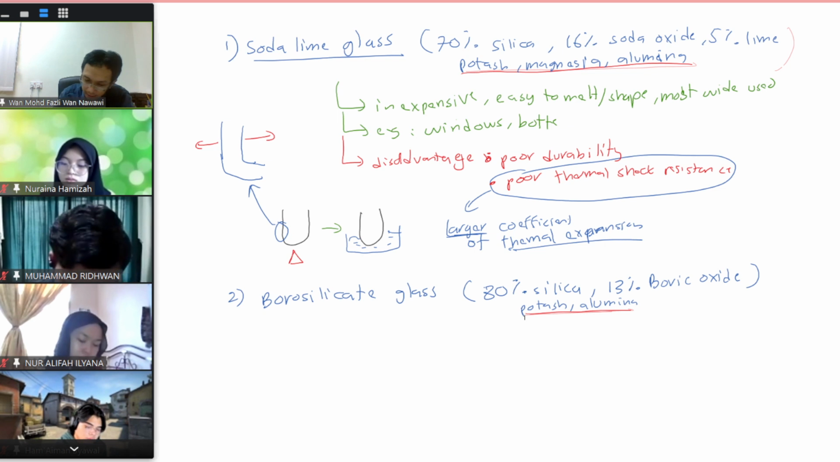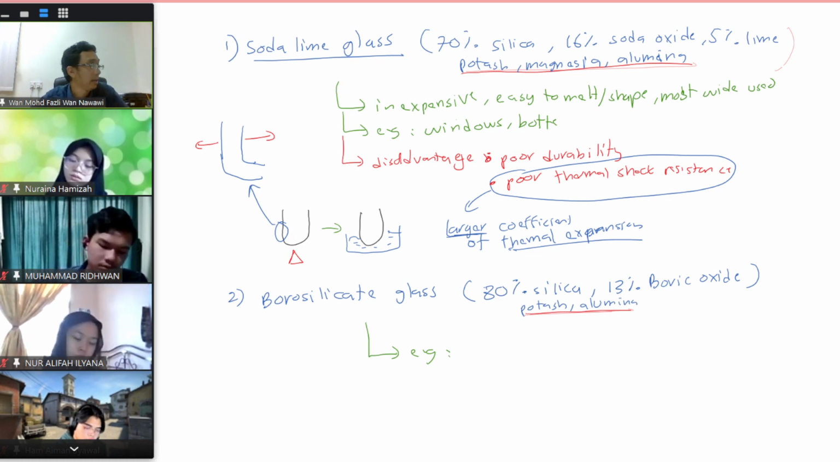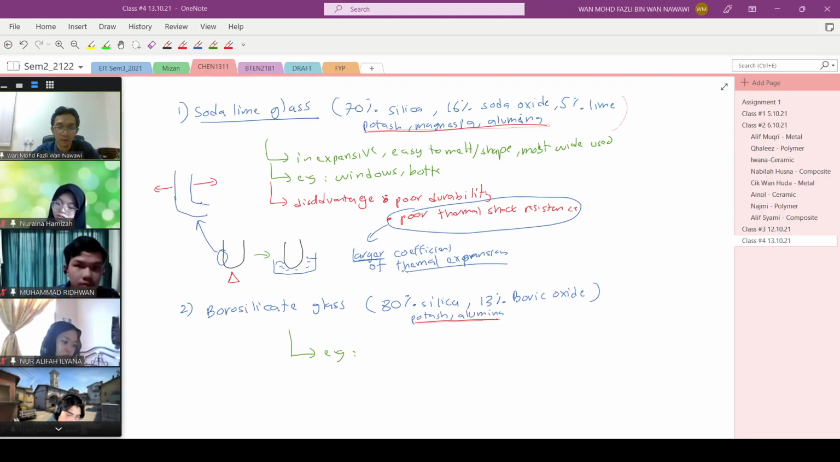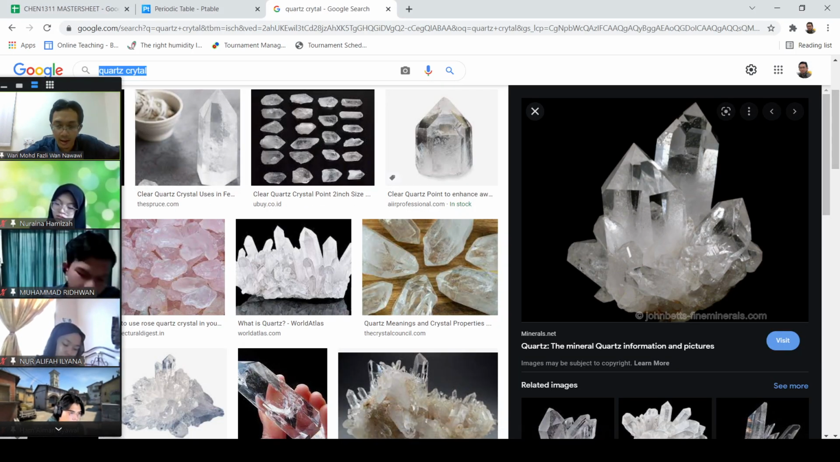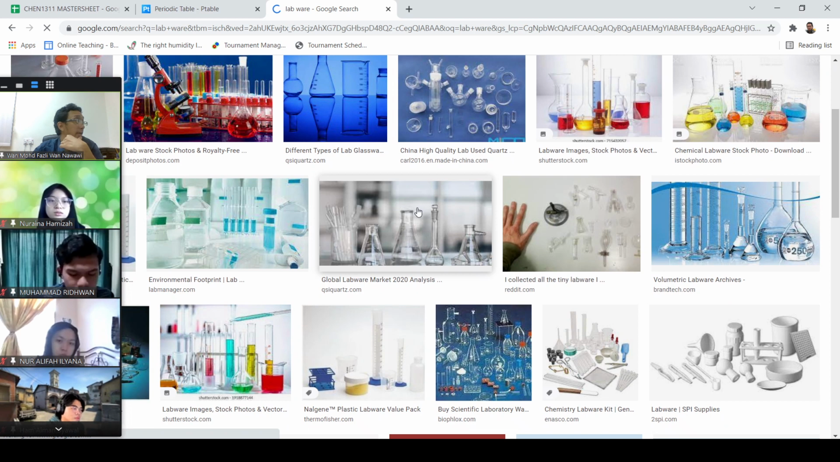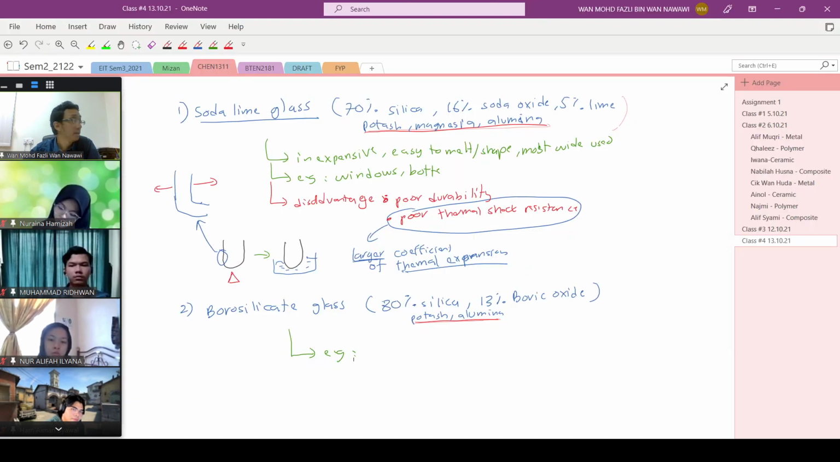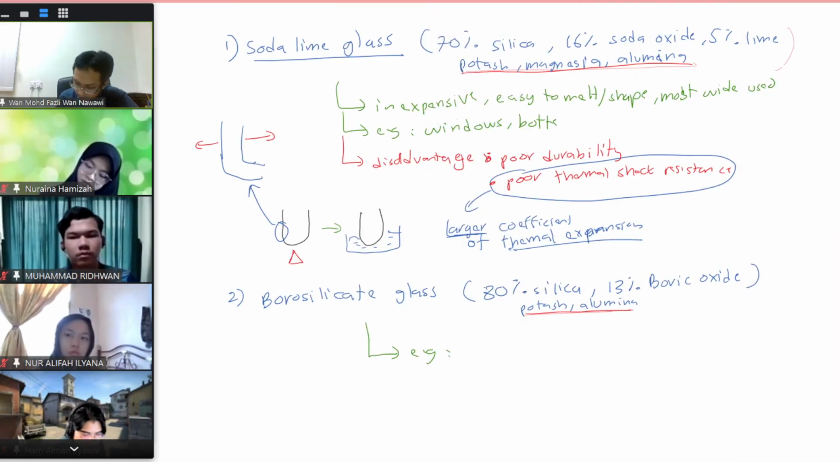The advantage, for example, is labware. If you go to the lab, all this labware is made from borosilicate, because in the lab you heat something and then you cool something, you heat, you cool, you heat, you cool. So you cannot use soda lime. You need to use borosilicate glass. Borosilicate glass has a very low thermal coefficient. So that's the difference. Example: labware.